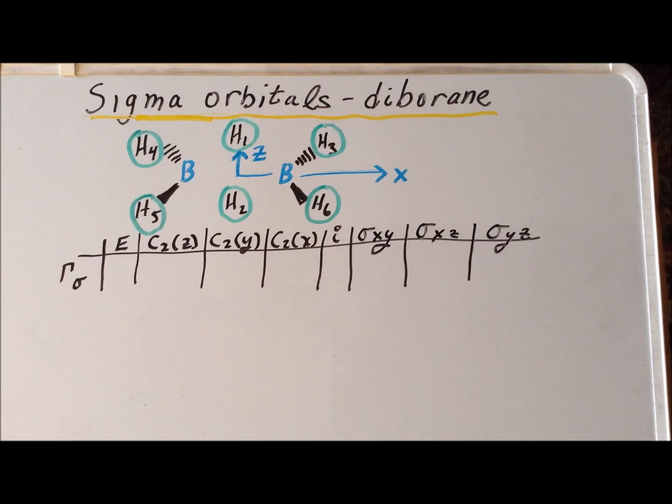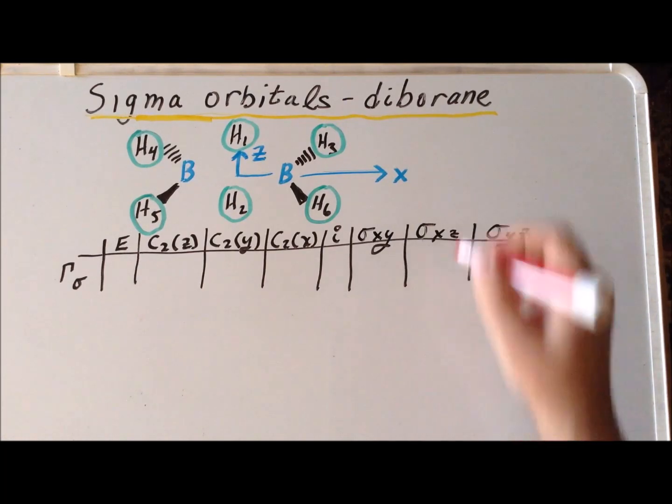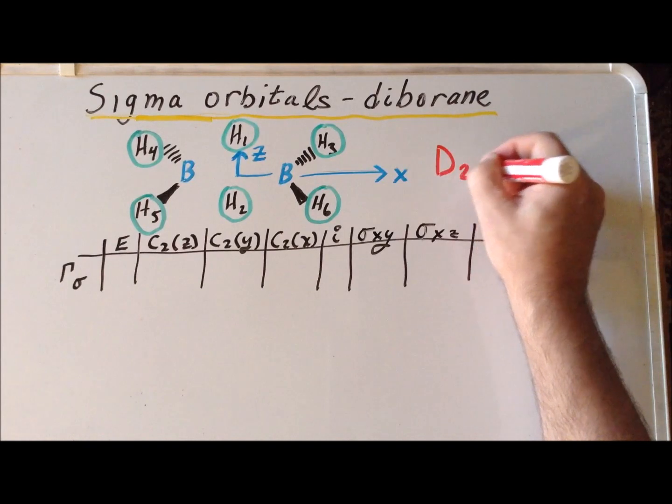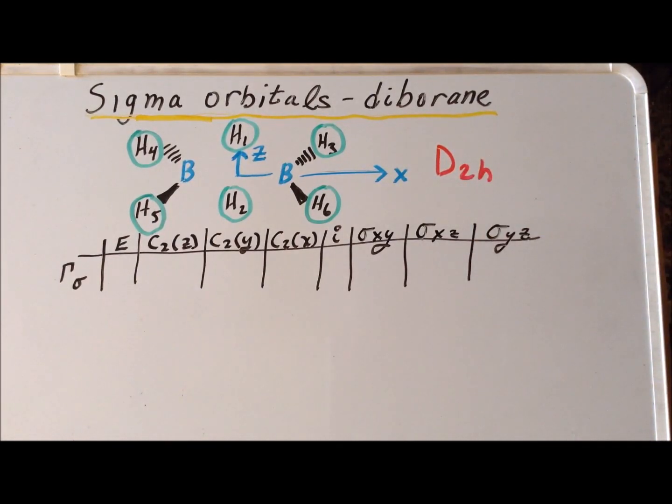Our point group here is D2h, and the point group D2h has 8 classes. To find the appropriate character, the number that we're going to enter underneath each column, we want to see how many of these particular orbitals do not move under the symmetry operations. Another way to think about it is we want to write down the number of orbitals that don't move when we perform a particular symmetry operation.